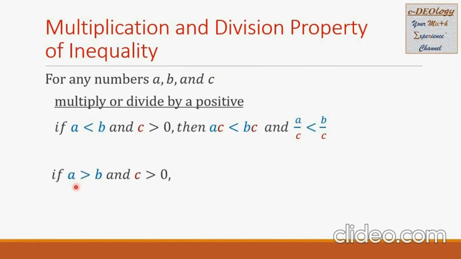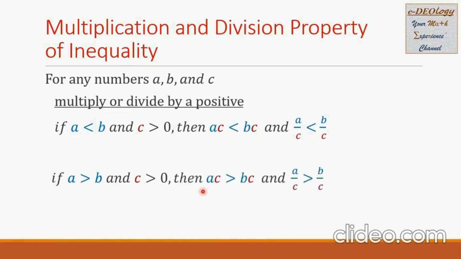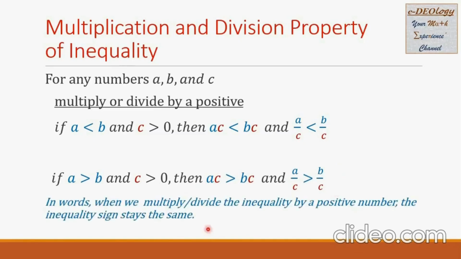Also, if I have the inequality a is greater than b, and again c is positive, then ac is greater than bc, and a over c is greater than b over c. In words, when we multiply or divide the inequality by a positive number, the inequality sign stays the same.